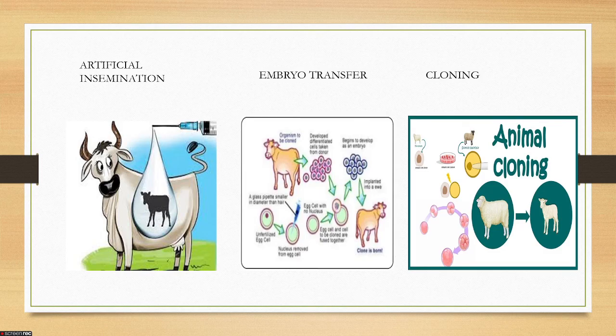The last is cloning. Cloning describes the processes used to create an exact genetic replica of another cell, tissue, or organism. The copied material, which has the same genetic makeup as the original, is referred to as a clone. The most famous clone was a Scottish sheep named Dolly.